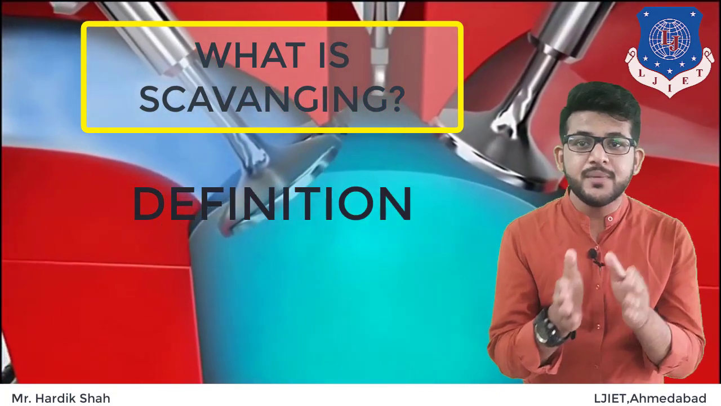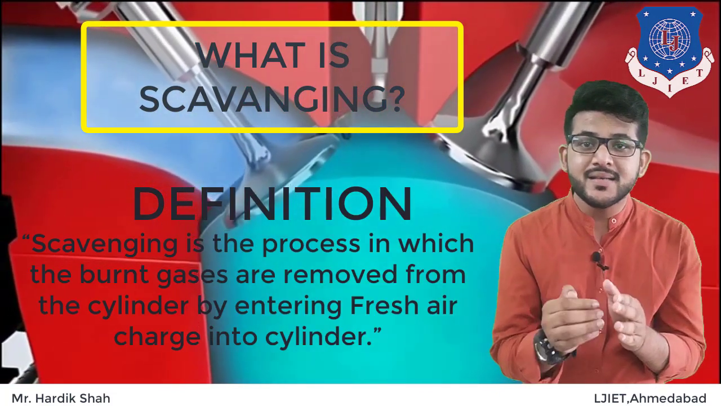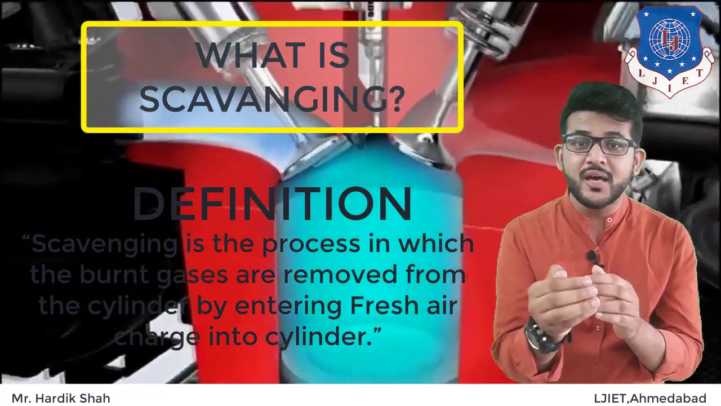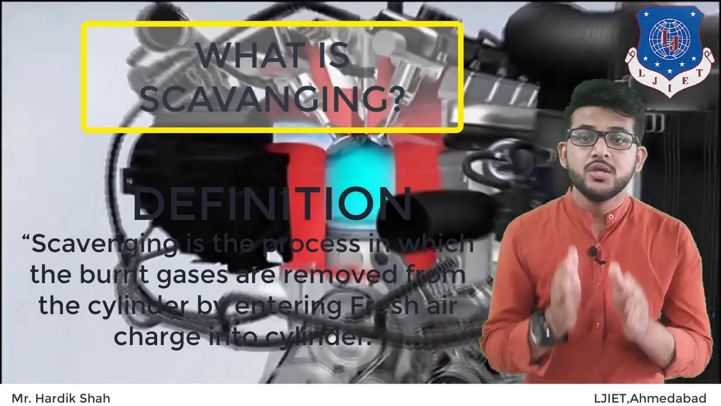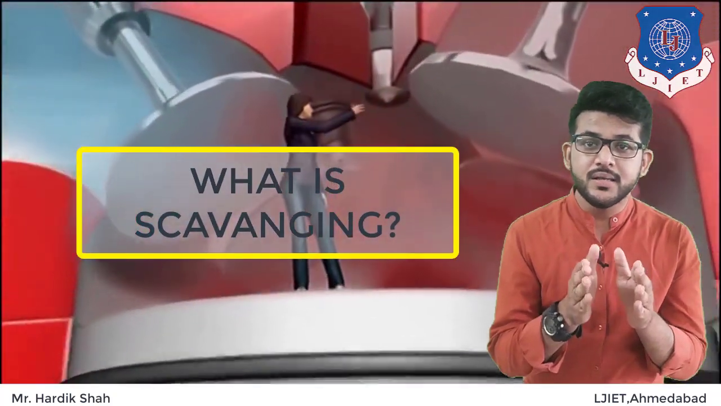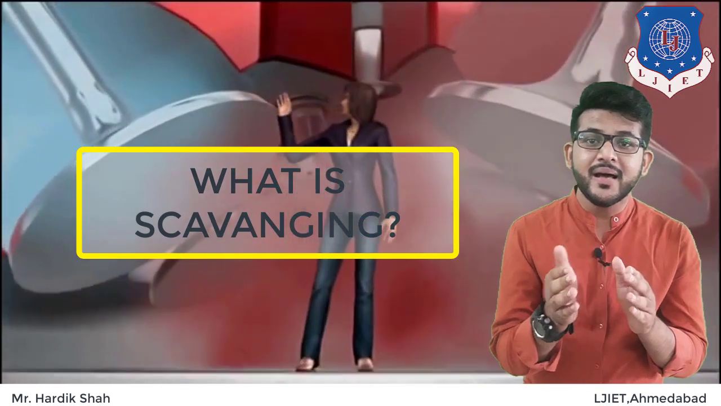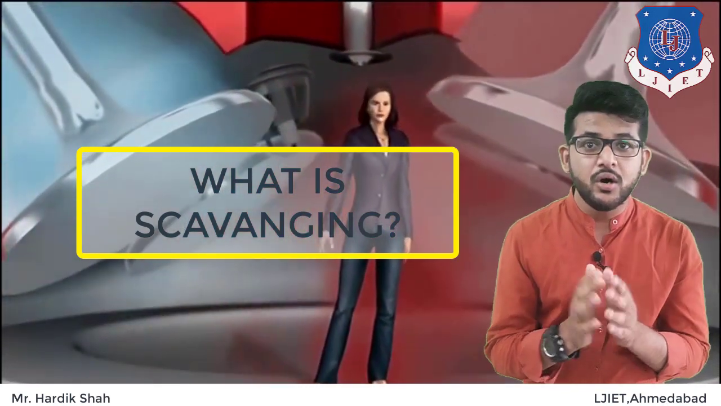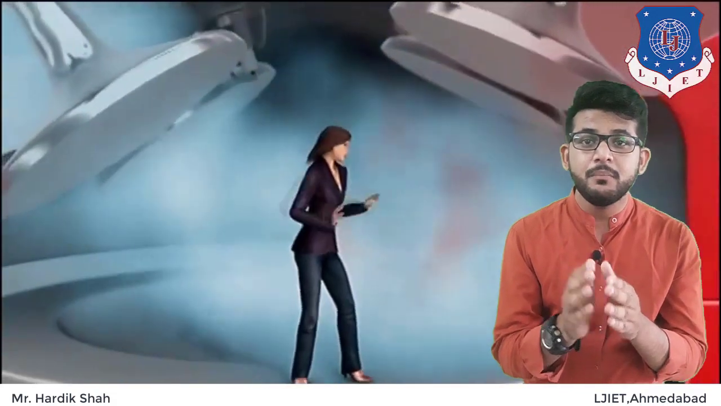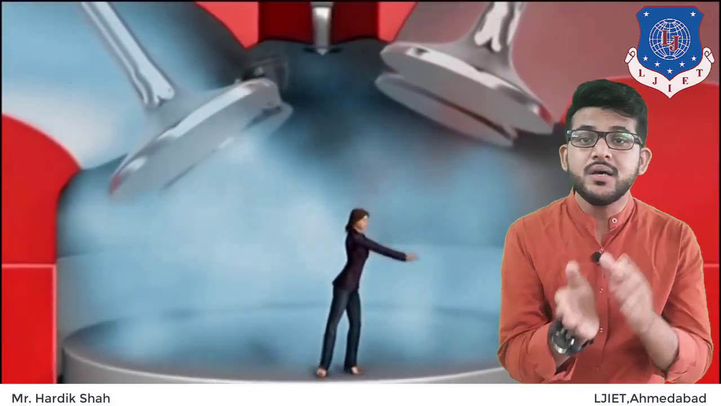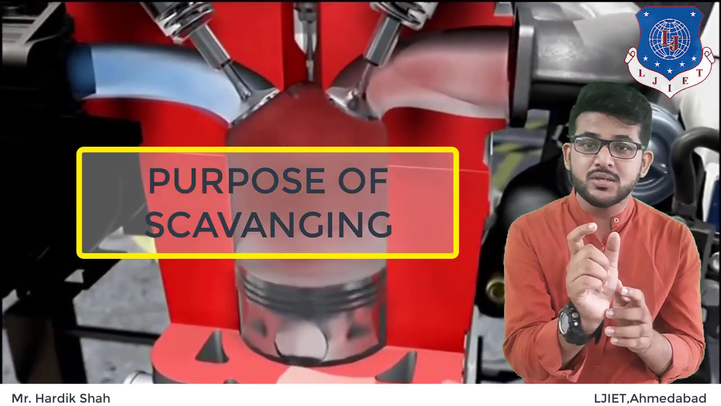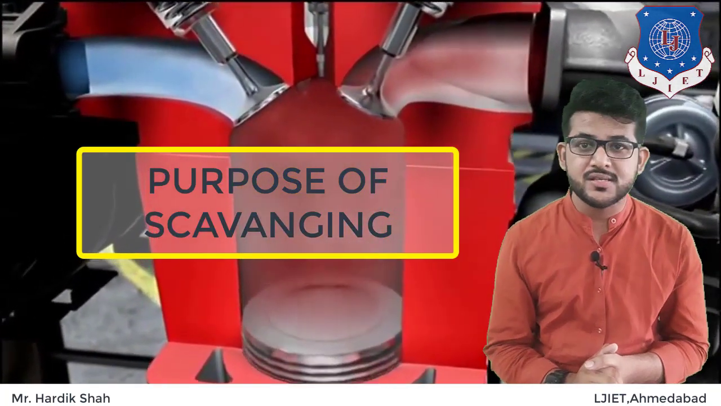Scavenging is the process in which the burnt gases are removed from the cylinder by entering a fresh air charge into the cylinder. During the power stroke, the air fuel mixture burns in the cylinder and the burnt gases are to be exhausted, or exit from the cylinder. The fresh charge may enter the cylinder during the suction stroke. Now let's see the main purpose of this scavenging process.